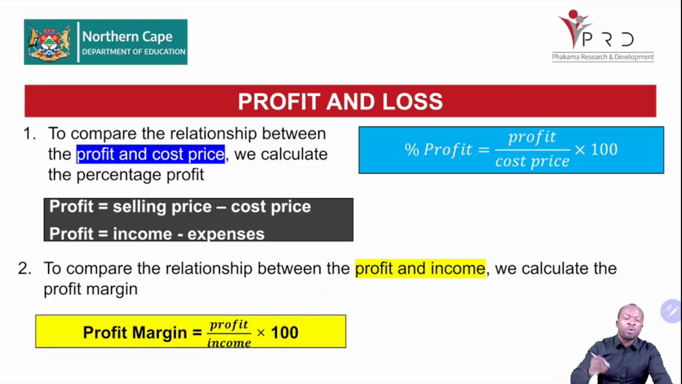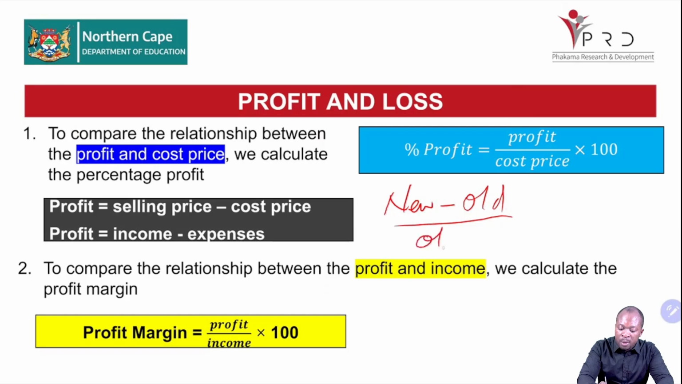Then we have something called percentage profit. Whenever we talk of percentage profit, we are trying to work out how much our profit is in terms of the items that we've sold. So we use a formula. Whenever you see percentage profit and they say profit over cost price, I want you to remember this: it's the same as new minus old divided by old times 100. So you look at your new amount minus old amount. The new amount, like in this example, is your income, and then minus your cost of sales or your expenses.